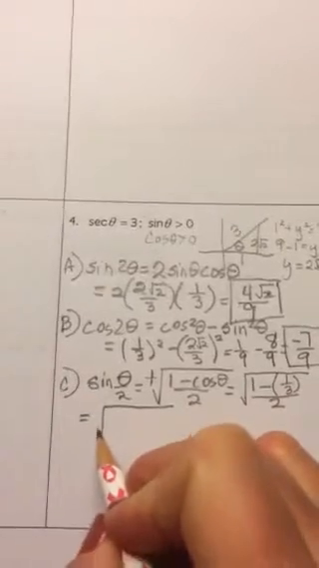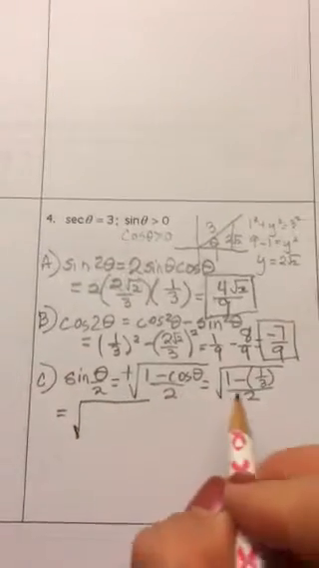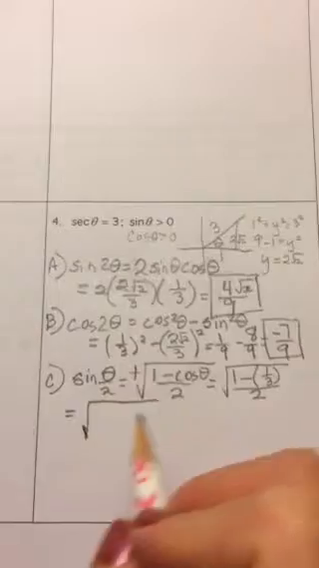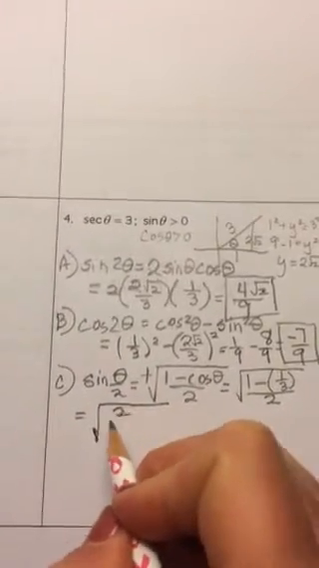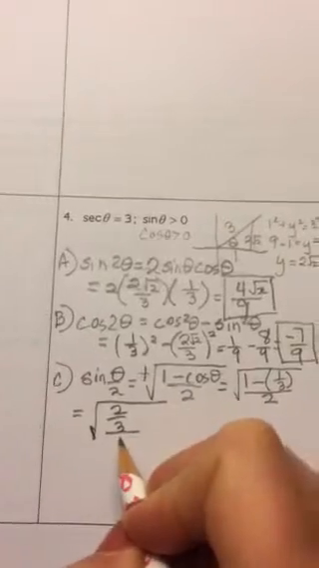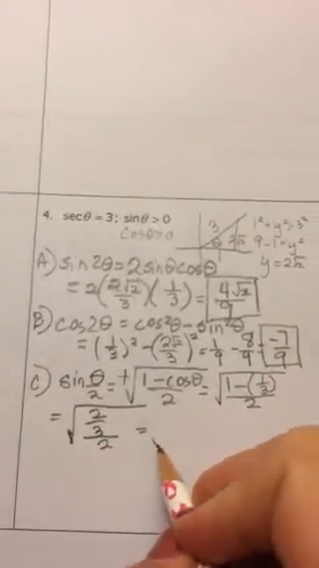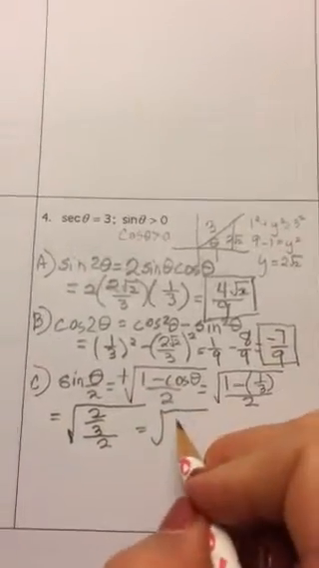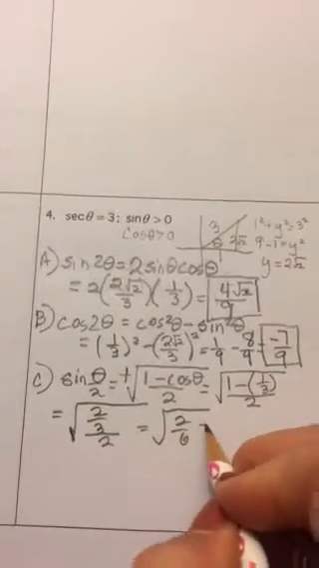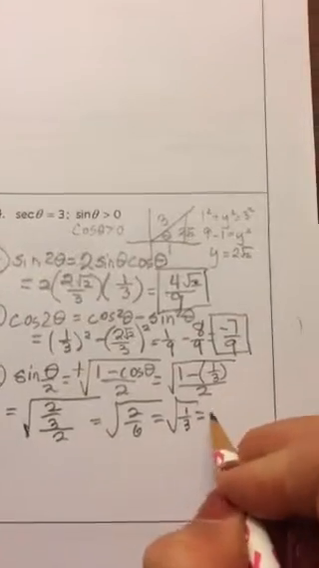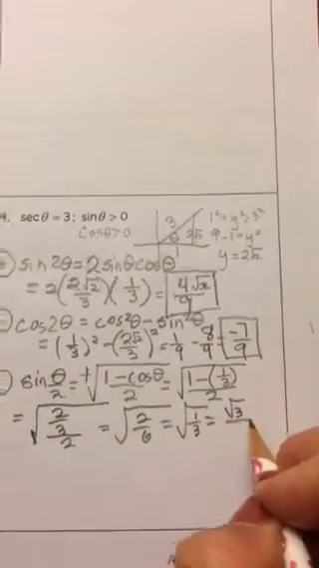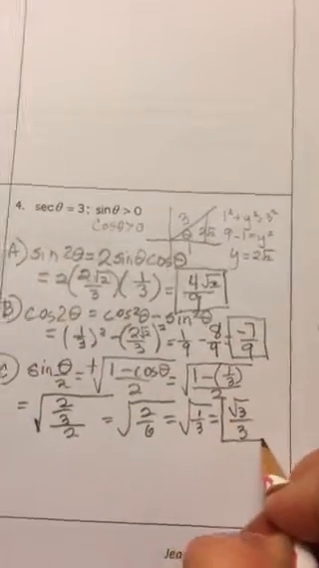Simplify. Underneath the radical, 1 is actually 3 divided by 3, so 3 minus 1/3, that's 2/3 divided by 2. Simplifying again to 1/3, square root of 3 divided by 3, and that's my answer.